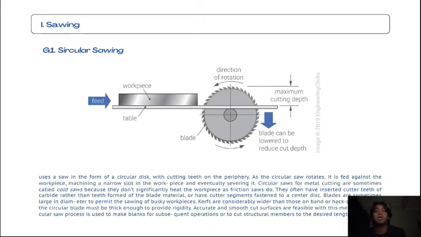Blades are sometimes large in diameter to permit the sawing of bulky workpieces. The kerfs are considerably wider than those of band or hack saws because the circular blade must be thick enough to provide rigidity. Accurate and smooth cut surfaces are feasible with this method. The circular saw process is used to make blanks for subsequent operations or to cut structural members to the desired length.